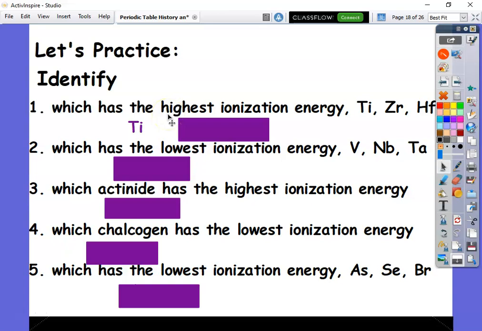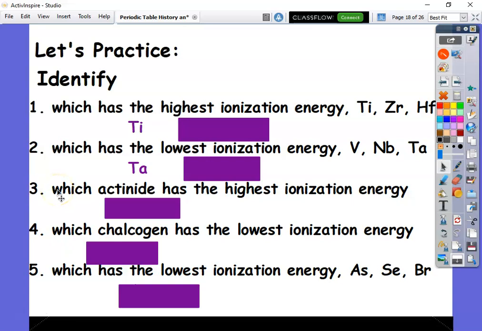Number two, which has the lowest ionization energy of vanadium, niobium, and tantalum? Again, these are in the same column. They're in the column right next door to the ones from the first problem. This time, we're talking not about the highest, but the lowest ionization energy. So in other words, for which type of atom is it easiest to remove an electron? The answer here is tantalum, Ta. The reason for that is that tantalum has the most energy levels of those three kinds of atoms. It has more than the other two, so the nucleus with the protons is just physically further away from the valence electrons and the outer electrons. So to remove one of those electrons takes less energy.